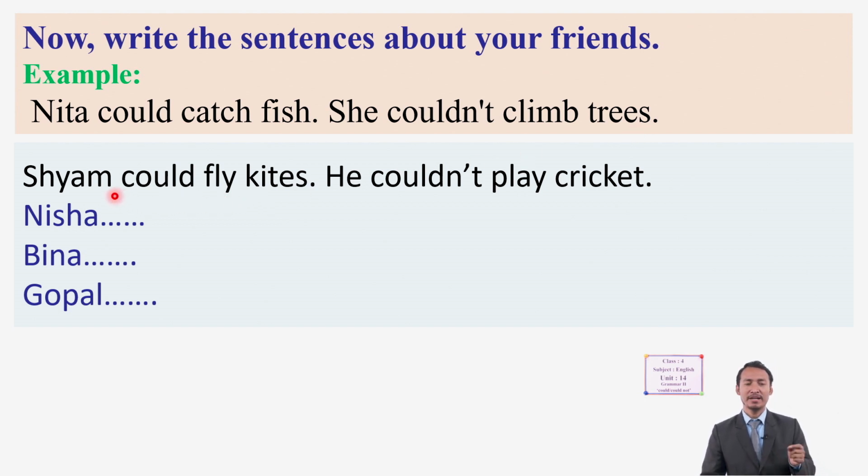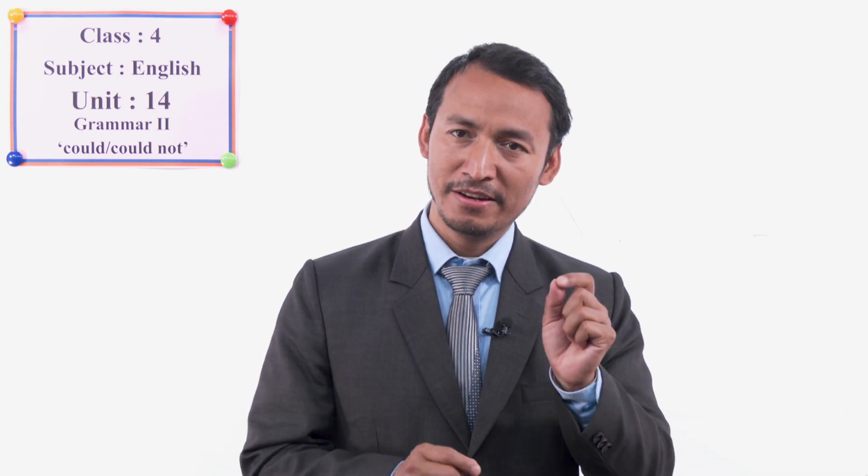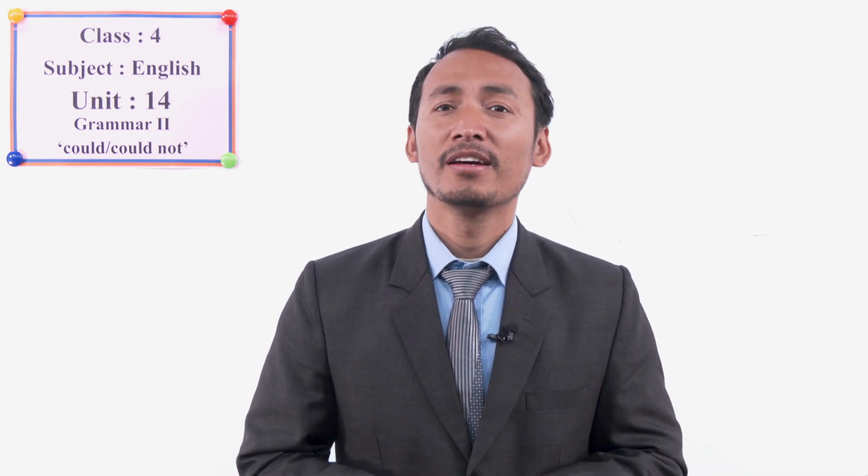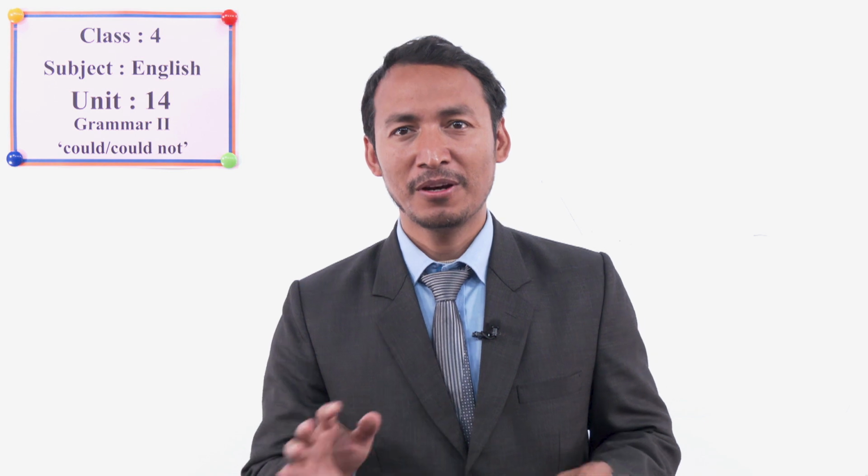And you can write, Sam could fly kites, he couldn't play cricket. Nisa could dance, she couldn't maybe climb trees. Bina likewise could do that, she couldn't do that. Likewise you can keep on writing, okay? So can you do that? Okay, very good. So this is your homework. You can do it, and you can also see the examples given here and follow them, okay?